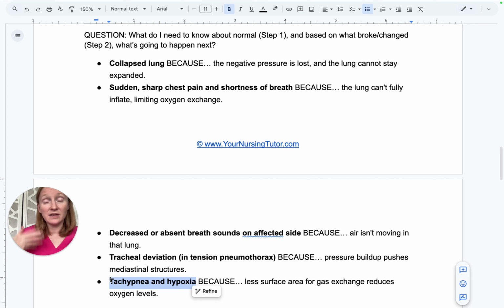Remember how I said there's lots of checks and balances in this process, so you don't have to stress out the first time you do your step 1. You'll have opportunities to go back and add what you need later. And hypoxia is that the tissue is not getting enough oxygen, and we already explained why that is. It's because the oxygen is not transferring to the blood in the alveoli because it can't get there. We've lost the negative pressure that sucks the air in.